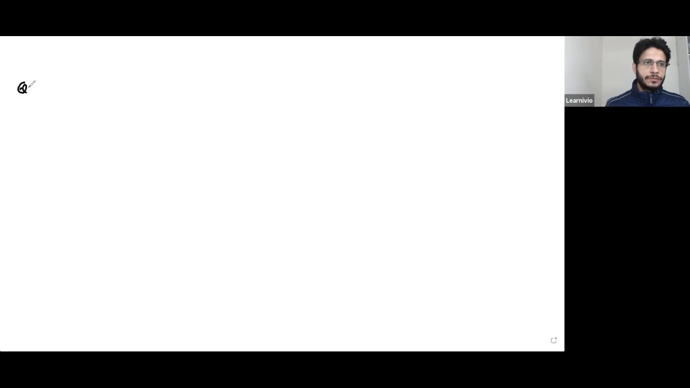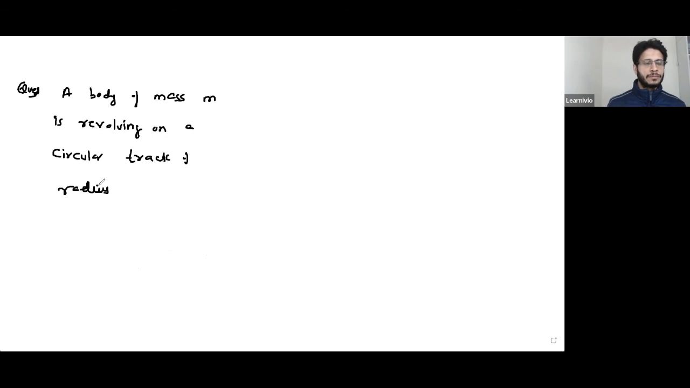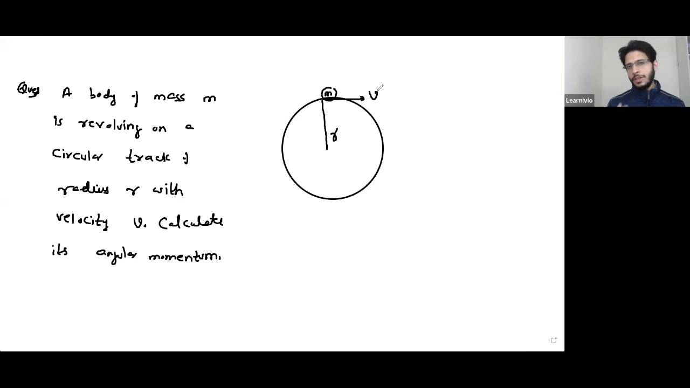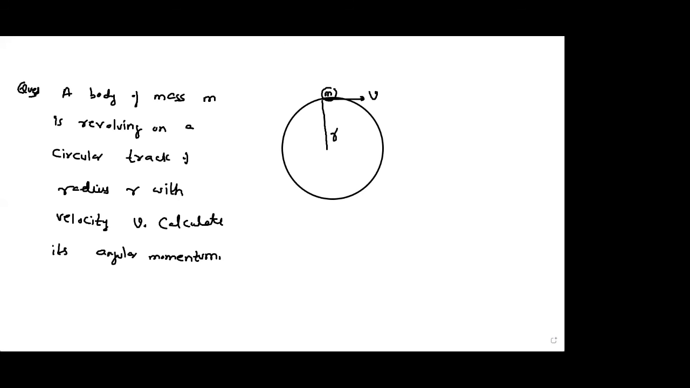Okay, solve this question. A body of mass m, calculate its angular momentum. So this is your circular track. The mass of the body is m. The radius of the track is r. The body is moving with a velocity v. It's a very easy calculation. First calculate momentum, decide the direction of momentum, and then solve rp sine theta. It's hardly a three-step calculation. It's easy.